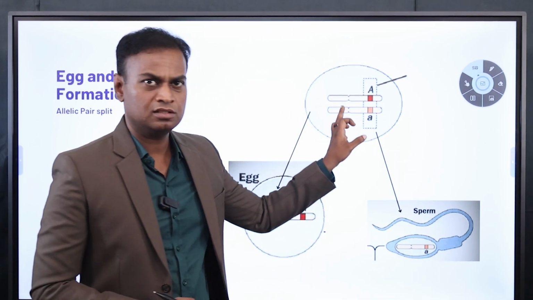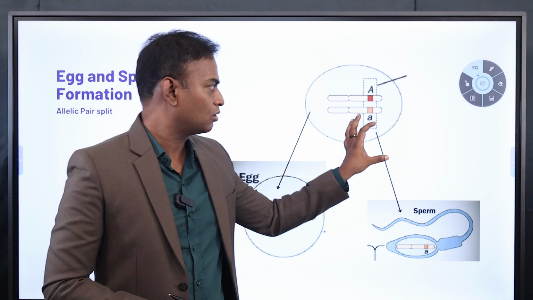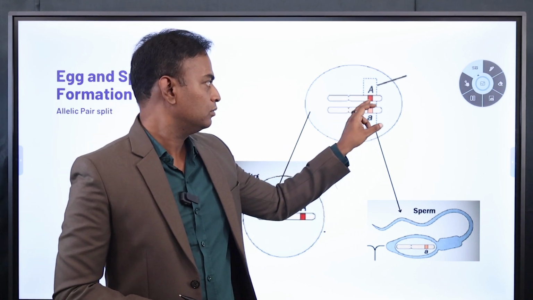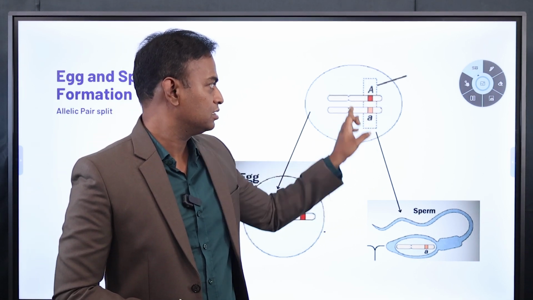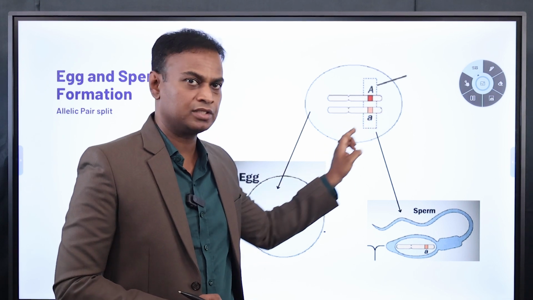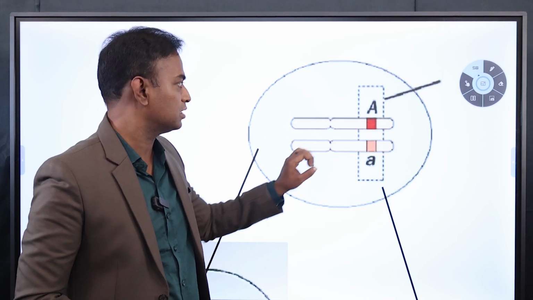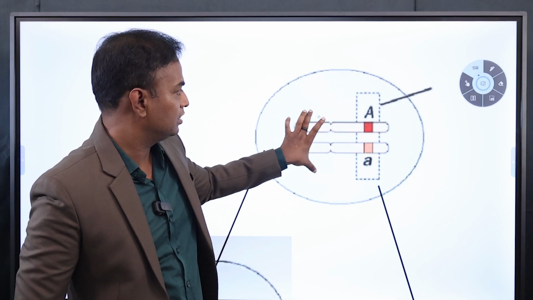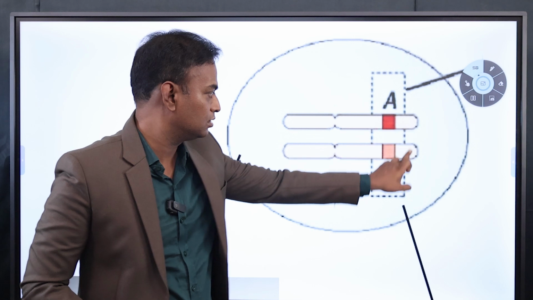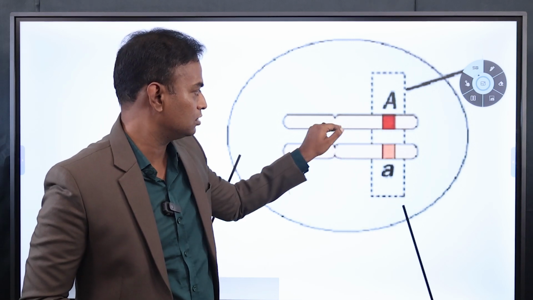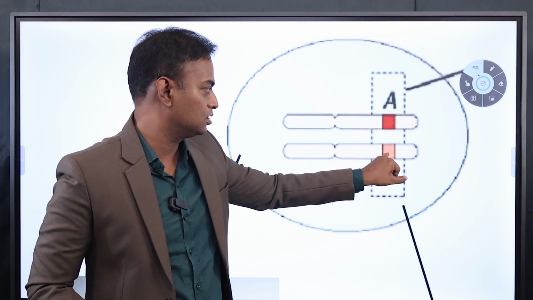See, here you can see a normal human cell. In the normal human cell, you have a gene. This square represents a gene. Whatever is in the box is a gene. So these are the genetic material. This is a gene. This is a gene.